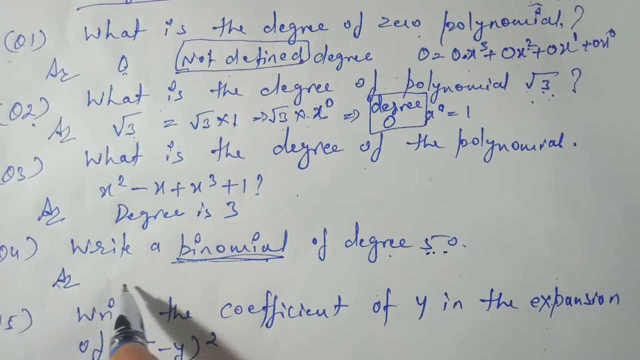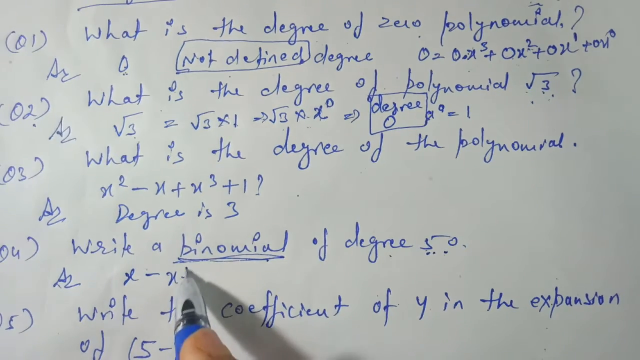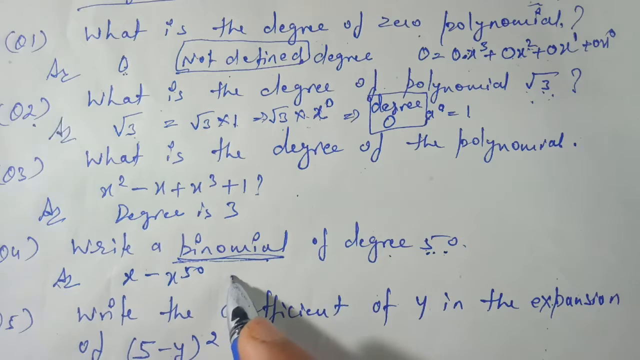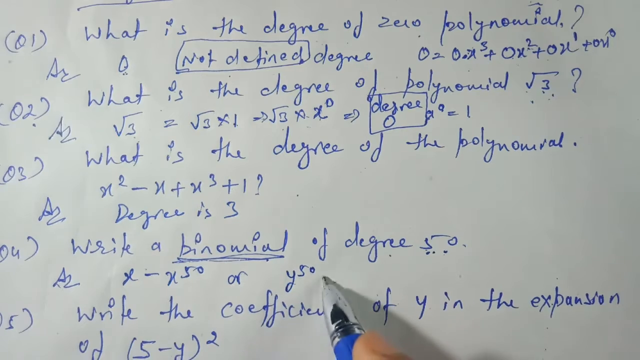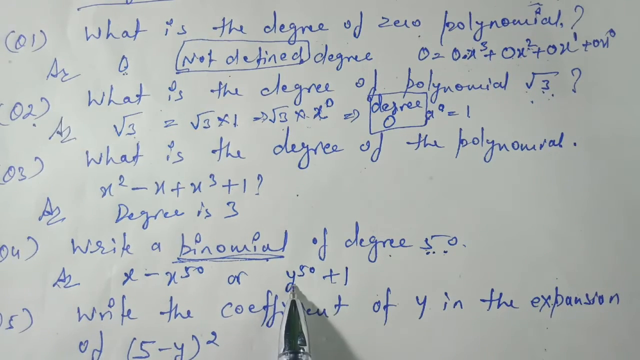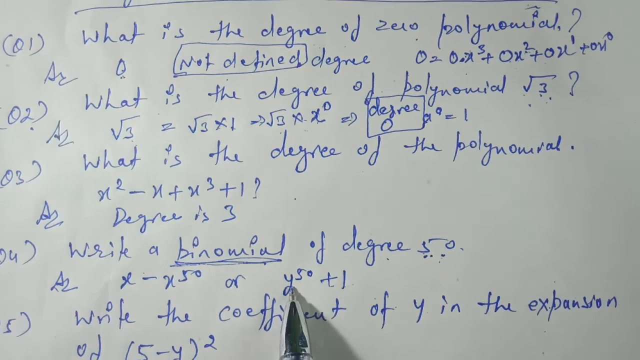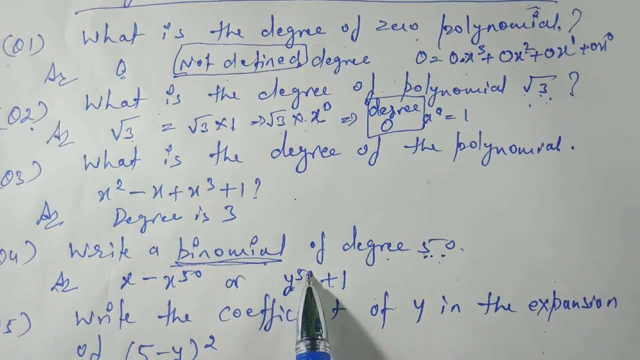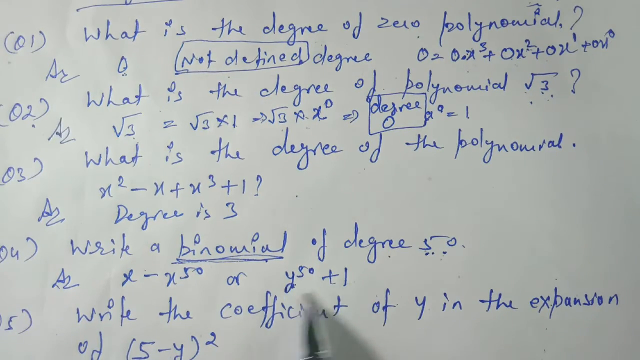So let us take the variable x. We can write x raised to the power 50 minus x. Or, changing the variable, you can take y raised to the power 50 plus 1. We have to take a polynomial which has two terms, y raised to the power 50 plus 1, and the degree of the polynomial is 50, because here I have taken one variable, so its power will be considered the highest power.